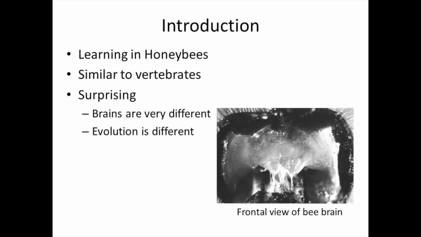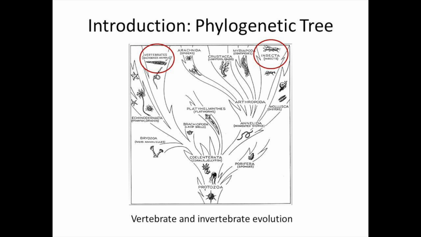And as you can see, it doesn't look anything like ours, and they have evolved separately from us a very long time ago. This phylogenetic tree shows the relationships between several types of organisms. Invertebrates, like honeybees, are on the right, while vertebrates, like us, are on the left. And this split happened about 500 million years ago, which is a really long time ago if you think about it. And since this split happened such a long time ago, it's pretty amazing to see that the learning between the two essentially parallel each other.